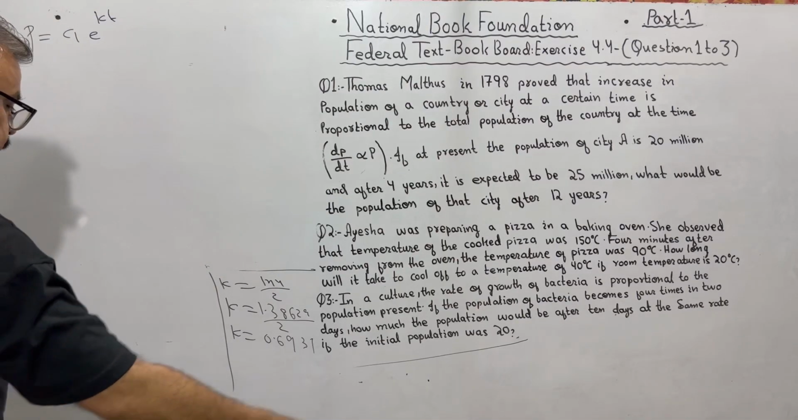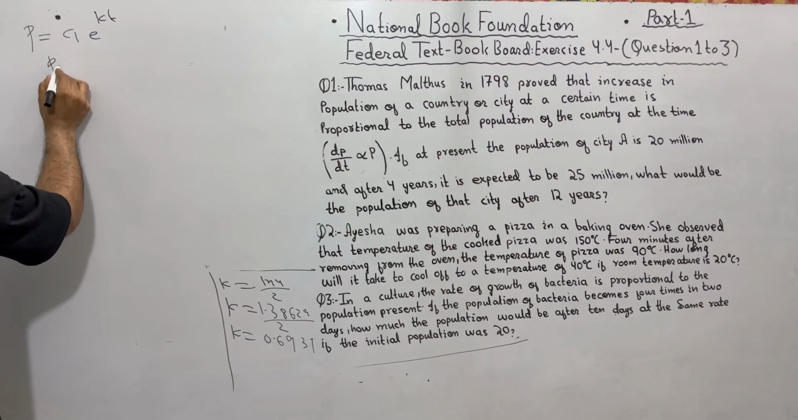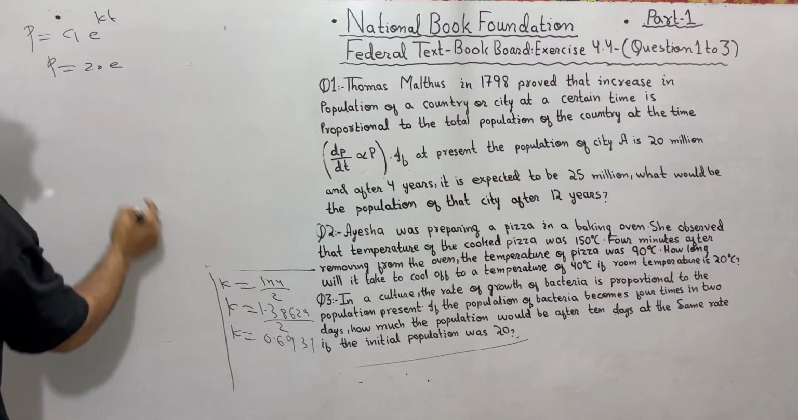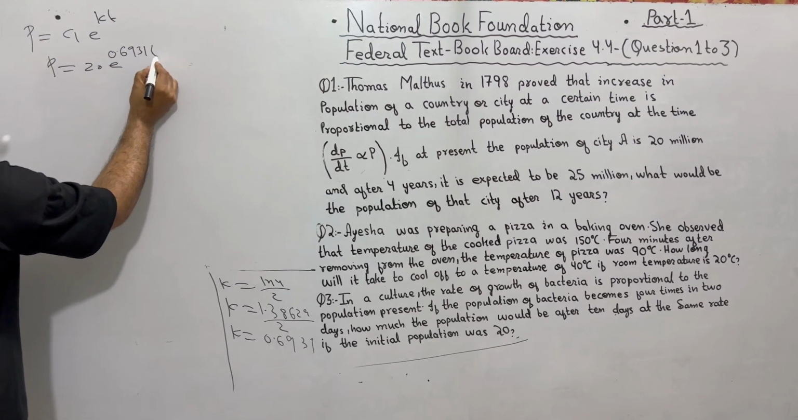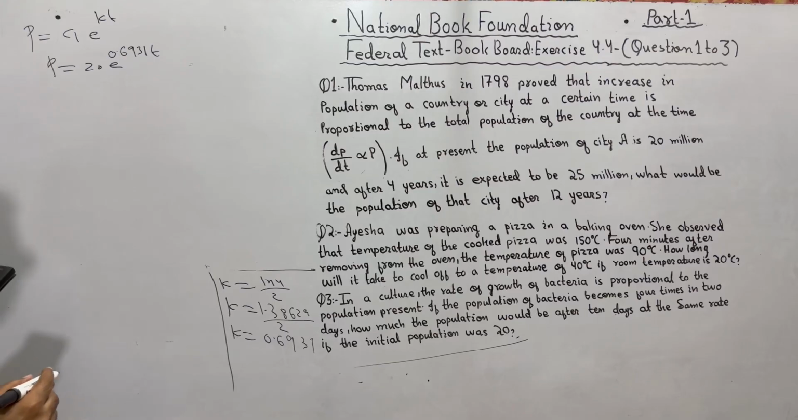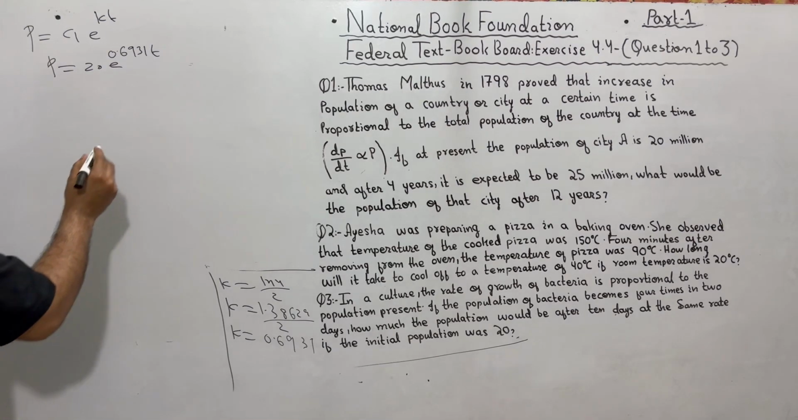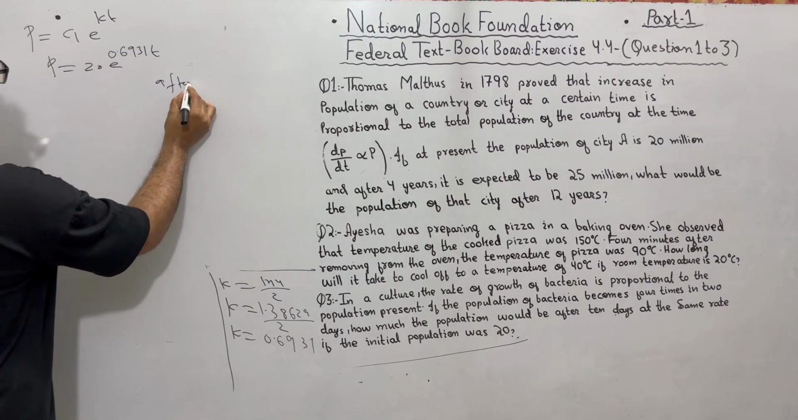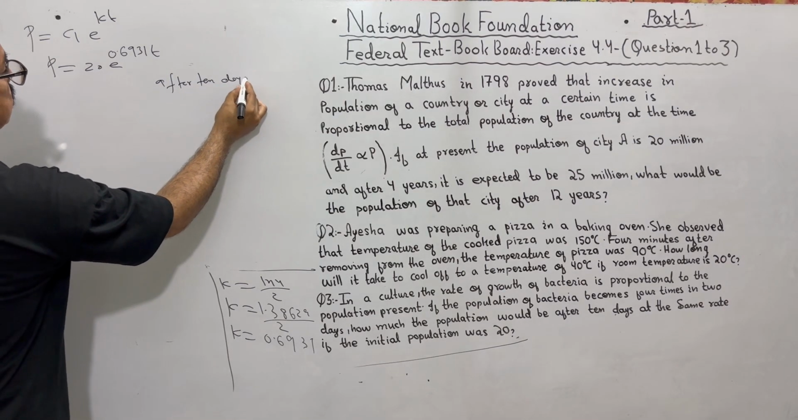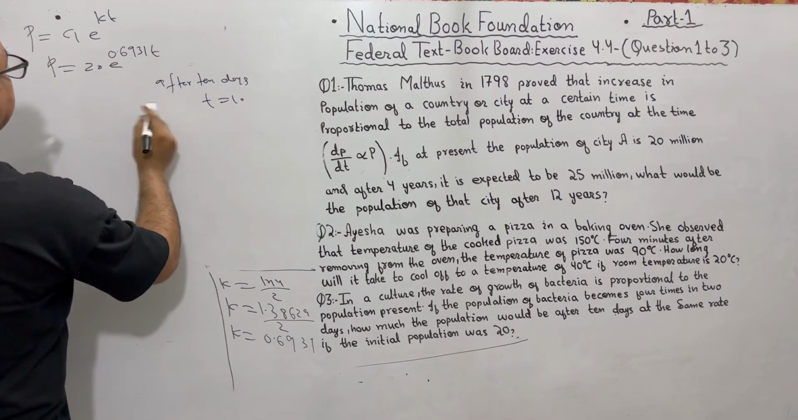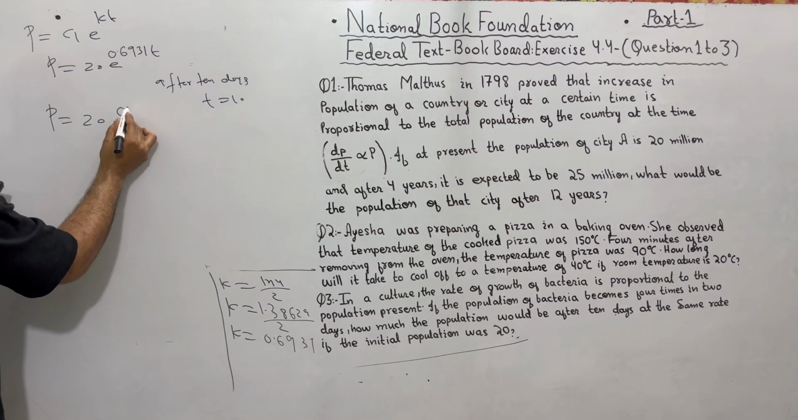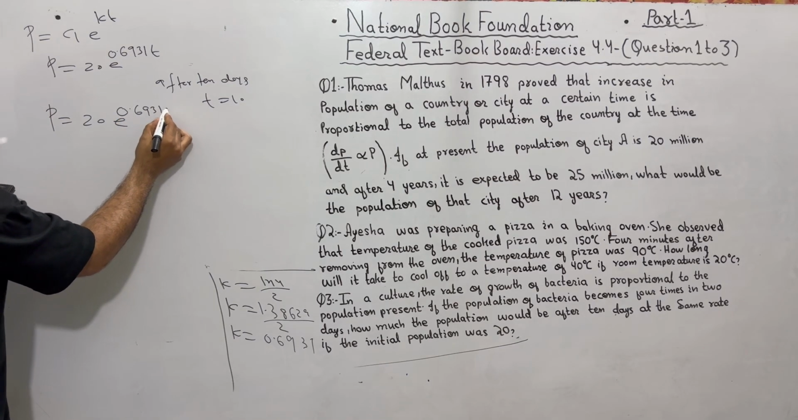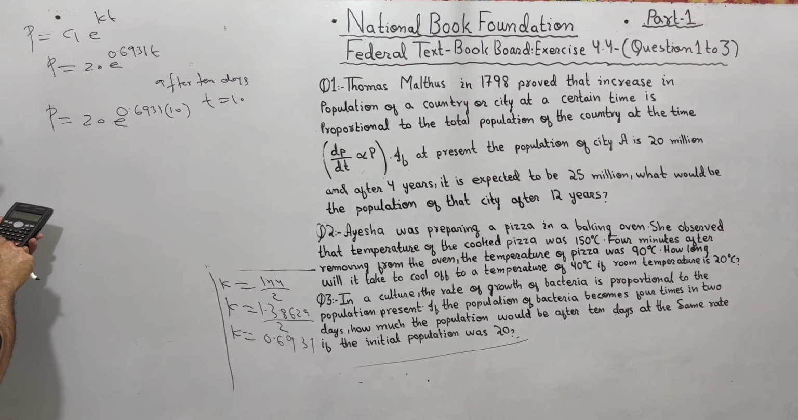Now I have my constant c1 is 20, e raised my k, 0.6931, times t. Now we are asked to find how much the population would be after 10 days. After 10 days, for t is equal to 10, population we are interested in. P is equal to 20 times e raised 0.6931 times 10.